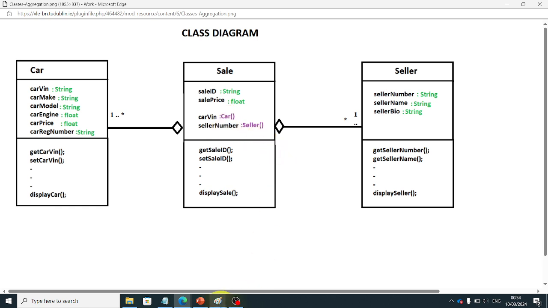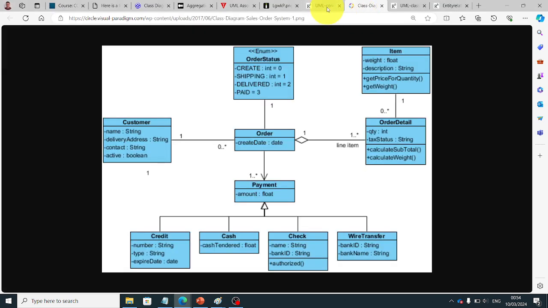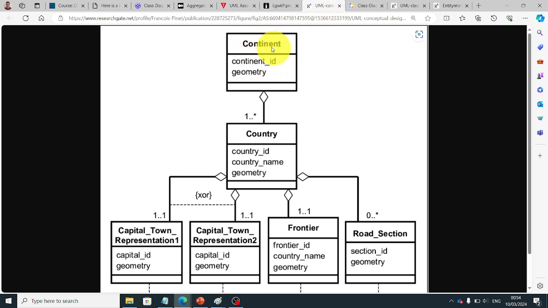Okay, so let's look at some other examples that you might find in your own project in some capacity. So here's continent has countries. There are several countries, so it's a one to many relationship. The continent is kind of the container class. Think of it as a container or owner. So a continent contains several countries. A country contains several capital towns, frontier borders, roads. And again, these are all kind of partial aggregation. The road exists. Maybe it flows into another country, for example.